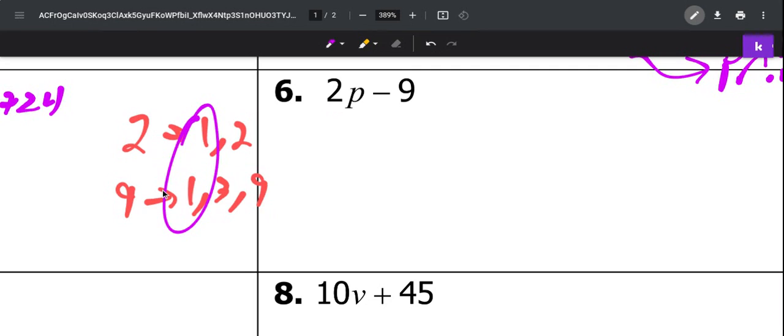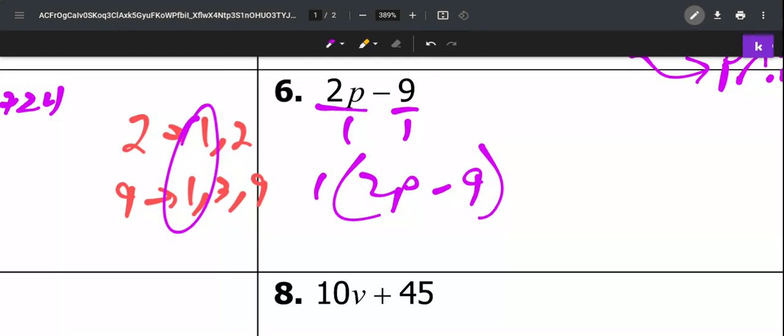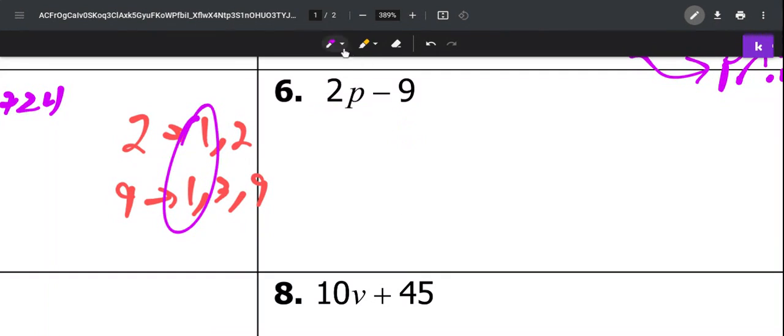Now, here's why this is prime, because if I look at 1, let's divide both of these by 1. That would just be 2p minus 9 with a 1 on the outside multiplied. And we just don't have to write that. That's not really how this would be written. We're not really changing 2p minus 9 at all. We would just keep going in circles. So when that happens, your answer is prime.